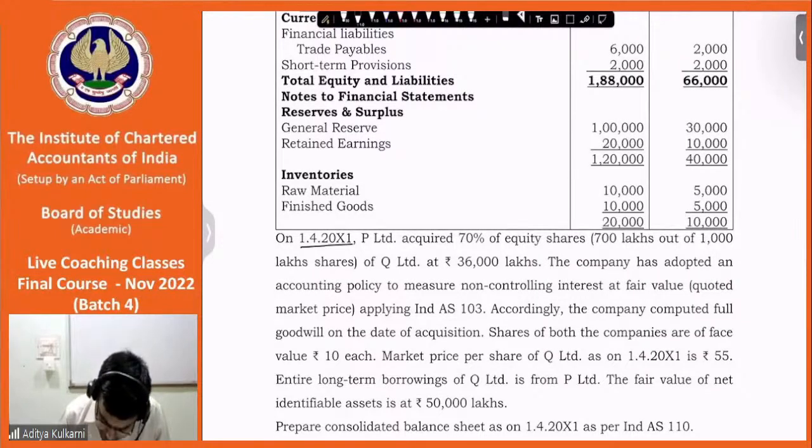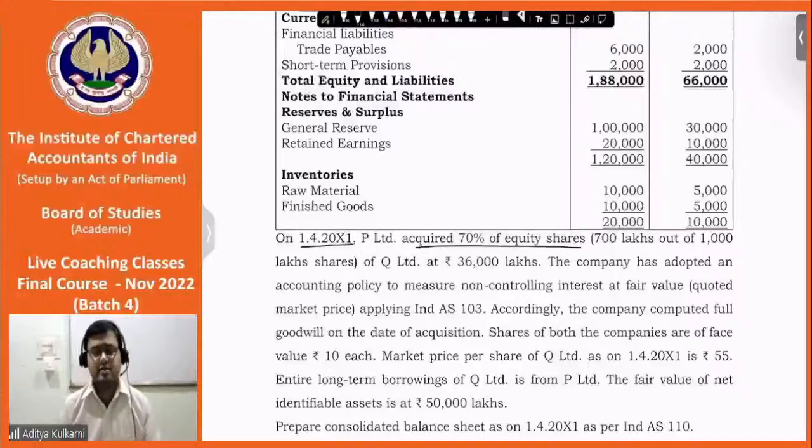P Limited acquired 70% of equity shares, that is 700 lakhs out of 1000 lakh shares of Q Limited, at rupees 36,000 lakhs. So what are you doing? You have made an investment. Is it a controlling stake? I told you typically more than 50% we take it as a controlling stake. Academically, it means you are having a controlling stake.